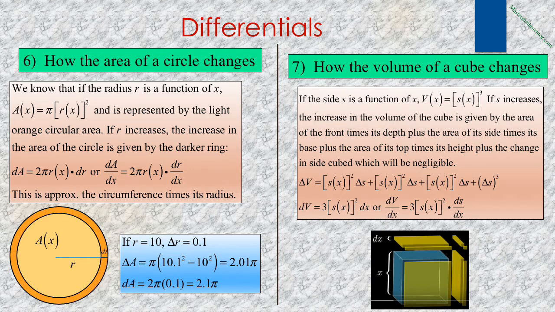So delta V equals s of x squared delta s plus s of x squared delta s plus s of x squared delta s plus delta s cubed. So dV is equal to 3 s of x squared ds, or dV/dx equals 3 s of x squared ds/dx.